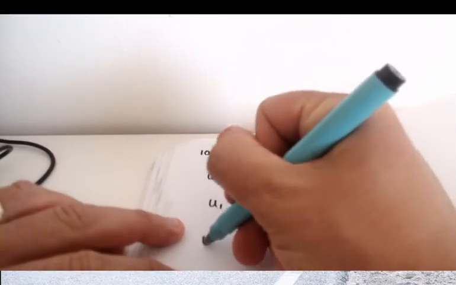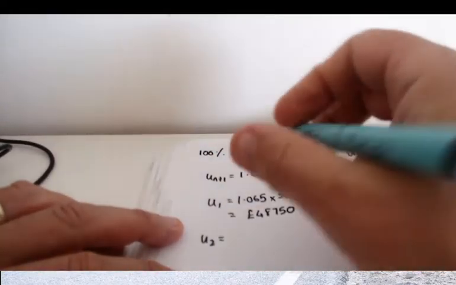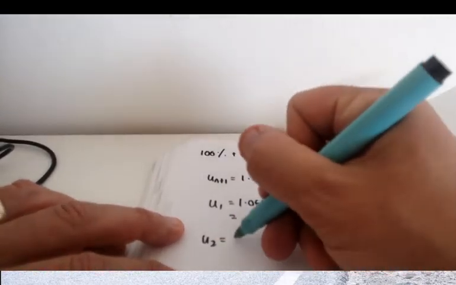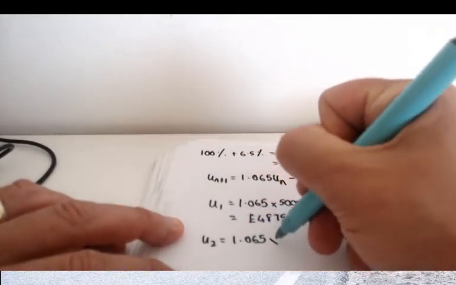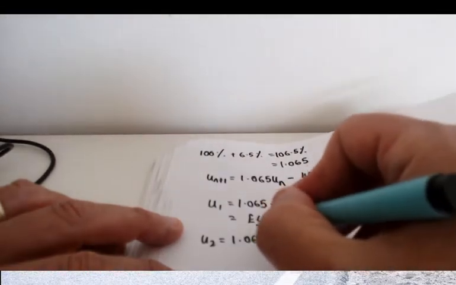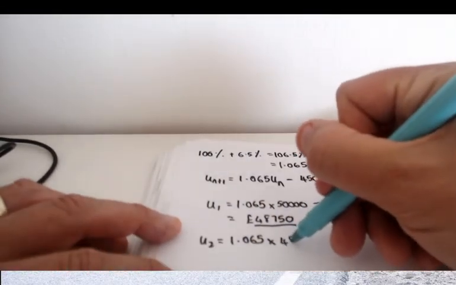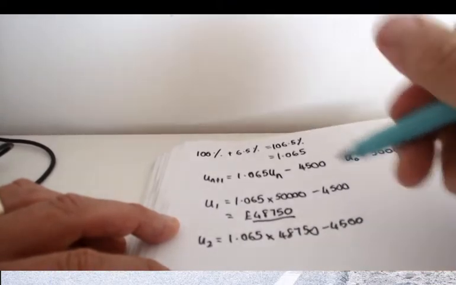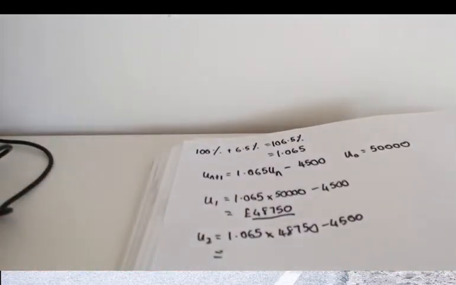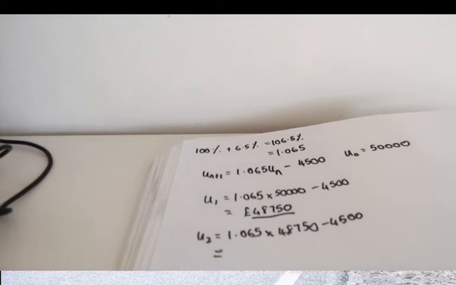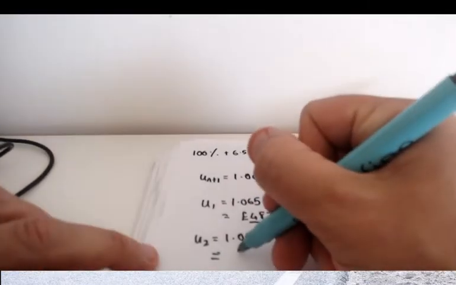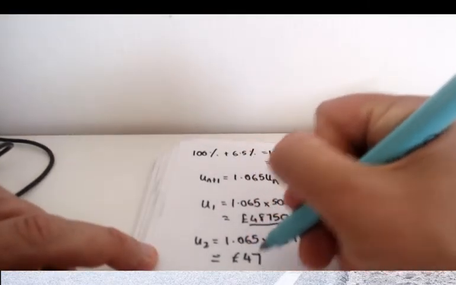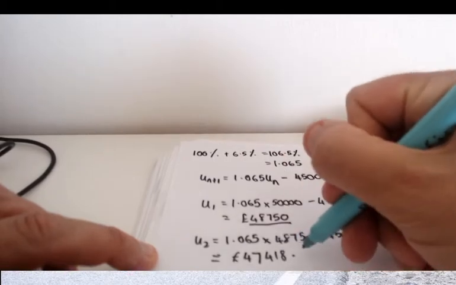For the second year, U2. Again, remember my recurrence relation, this thing here, so it's 1.065 times, we need to use the last answer, take away £4,500. So each time to get the new answer, you're going to have to use the last answer. Type that into the calculator, and after 2 years they owe £47,418.75.